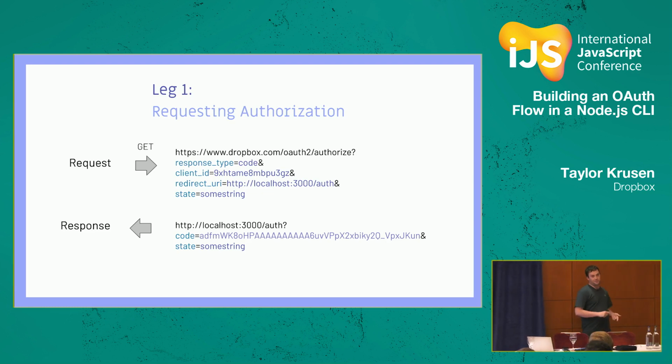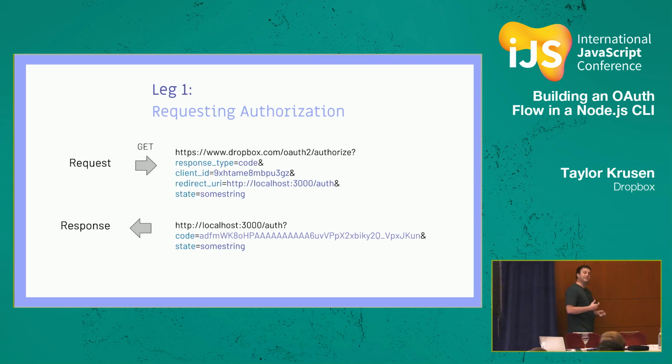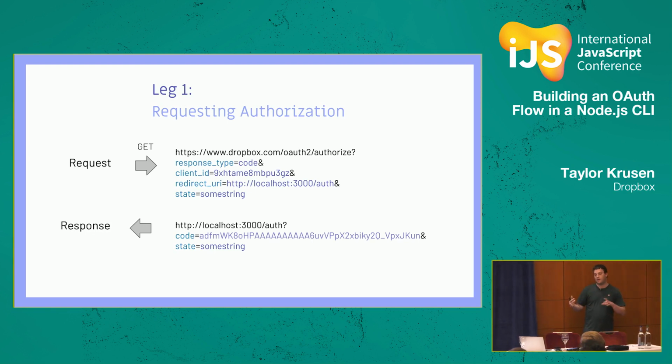Up here you'll see response type equals code. That's required of all OAuth flows, and it's just saying what we expect the response back as. You'll typically pass back some identifying information about your application, and that has been set up with whoever.